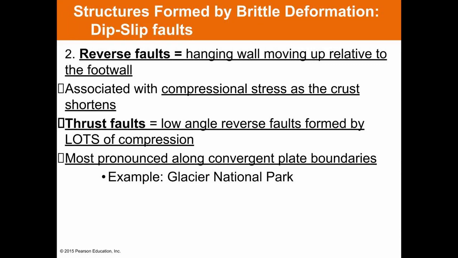If you have the reverse of a normal fault, in which the hanging wall moves up relative to the footwall, you have a reverse fault. How surprising. These are associated mostly with compressional stress as the crust shortens, and you can kind of picture, if you're pushing in on the crust, something's going to ride on top, right? Lastly, we have thrust faults. These are low-angle reverse faults formed by lots of compression, and are most pronounced at convergent plate boundaries.